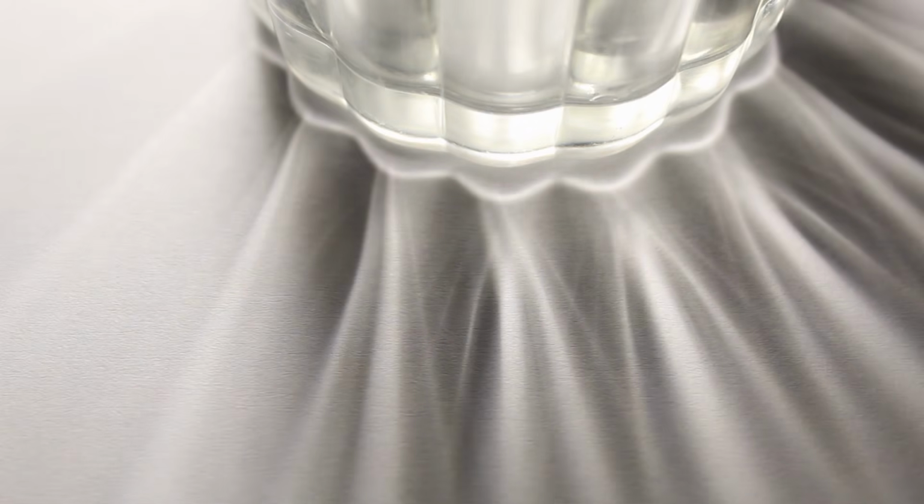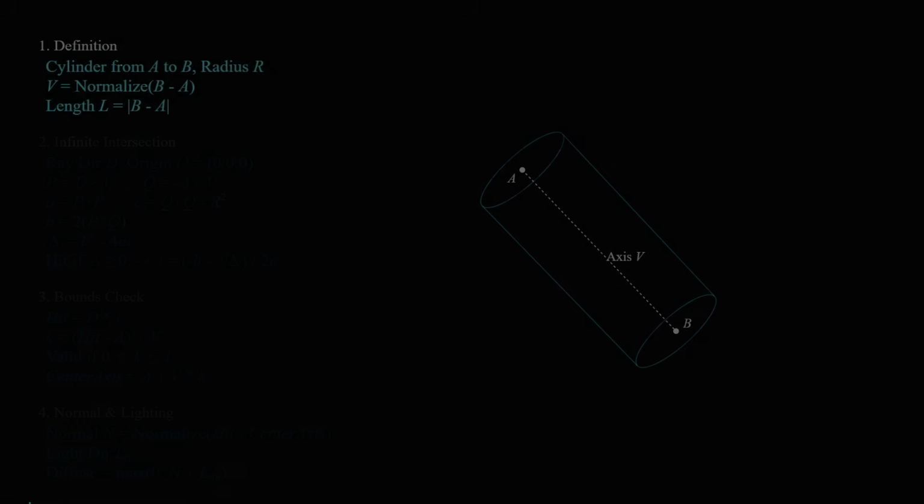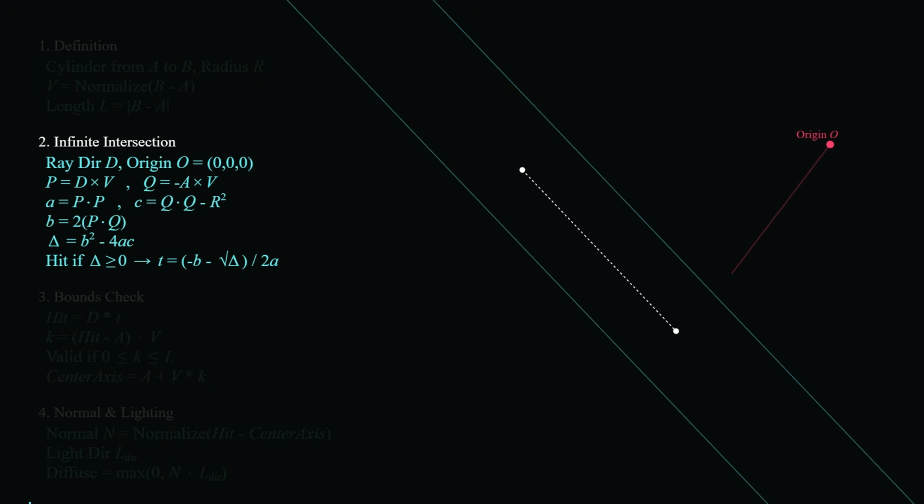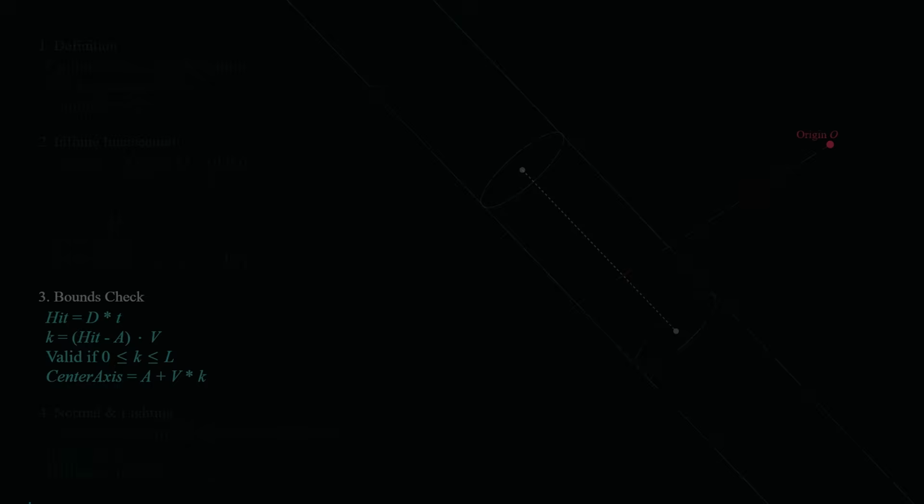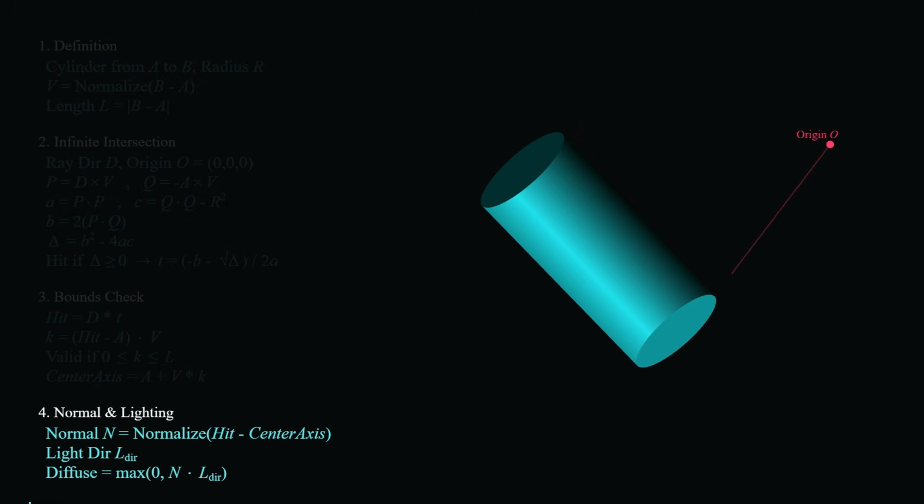A cylinder is defined by 2 points in space and a radius. Ray-cylinder intersection is a bit more complex than a sphere. We have to use cross products to find the relationship between the ray vector and the cylinder's central axis vector. We solve another quadratic equation, but this time, if we get a hit, we are not done. An infinite cylinder goes on forever. We have to project that hit point back onto the central axis to check if it actually falls between our start and end points. If it does, we calculate the normal and light it up. Feel free to pause for the math.